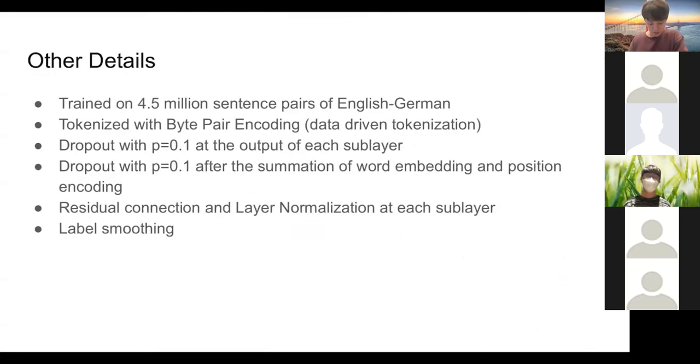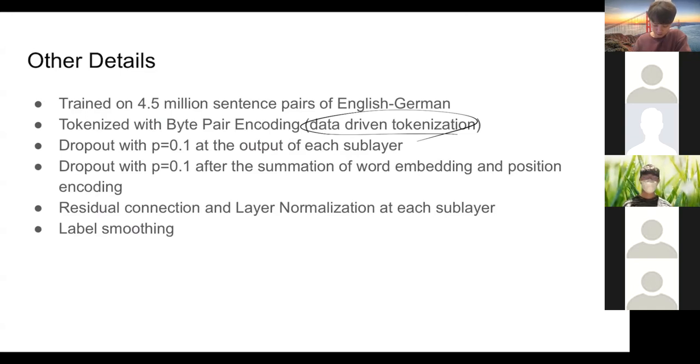All right. And there are some other details, like the transformer was trained on 4.5 million sentence pairs of English and German, and was tokenized with the byte-pair encoding. We briefly discussed this in early lectures, data-driven tokenization. And there was a dropout of P equal to 0.1 at the output of each sublayer, and also 0.1 after summation of word embedding and position encoding.